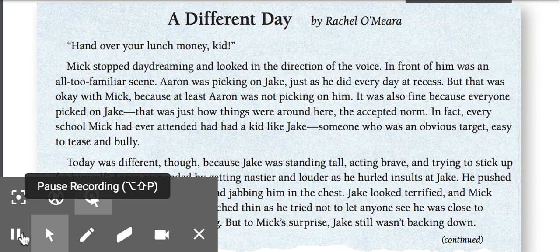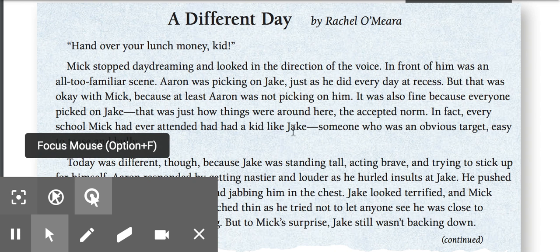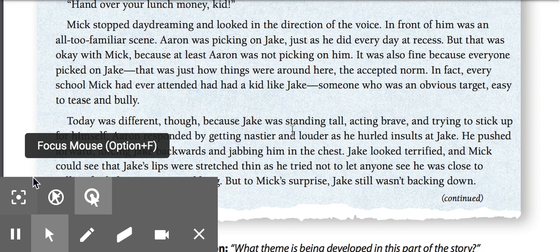A different day. Hand over your lunch money, kid. Mike stopped daydreaming and looked in the direction of the voice. In front of him was an all too familiar scene. Aaron was picking on Jack, just as he did every day at recess. But that was okay with Mikey, because at least Aaron was not picking on him. It was also fine because everyone picked on Jack. That was just how things were around here. He accepted it as the accepted norm.